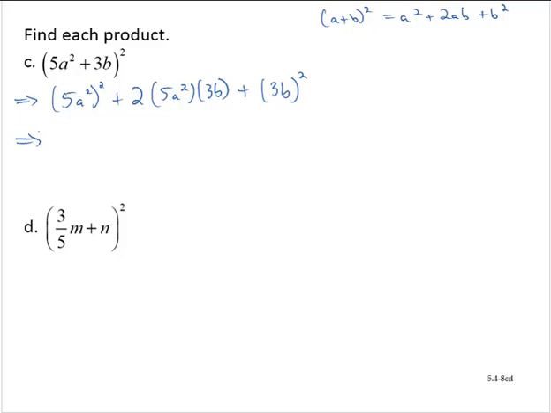5a squared, squared would be 25a to the fourth, plus 2 times 5a squared times 3b would be 10a squared times 3b, that would be 30a squared b, and then (3b) squared is 9b squared.